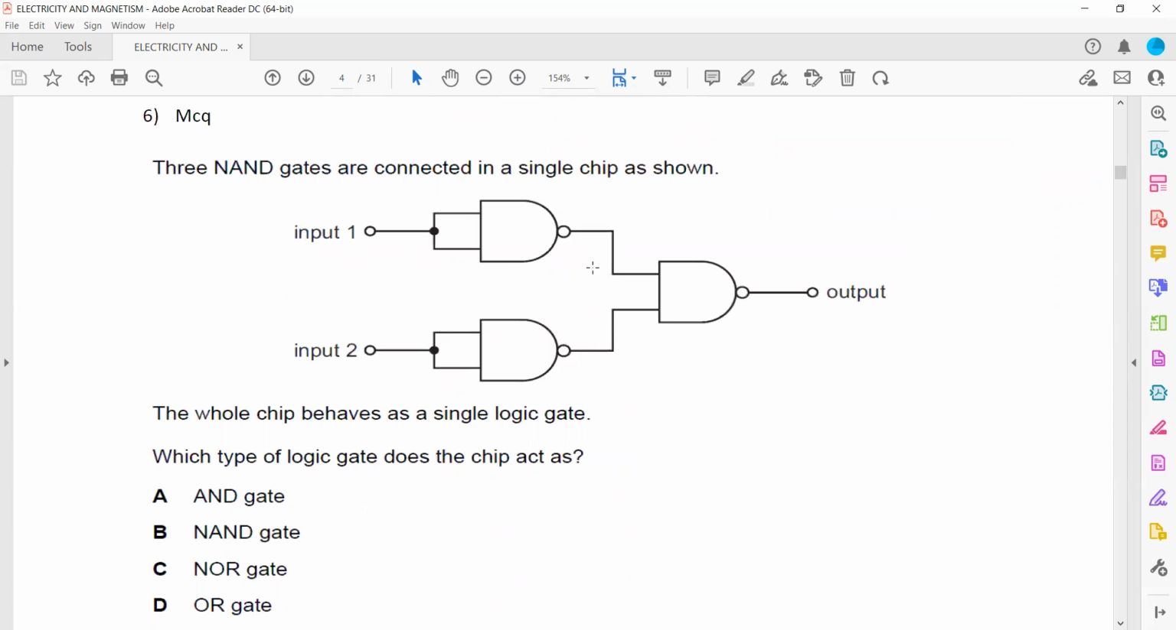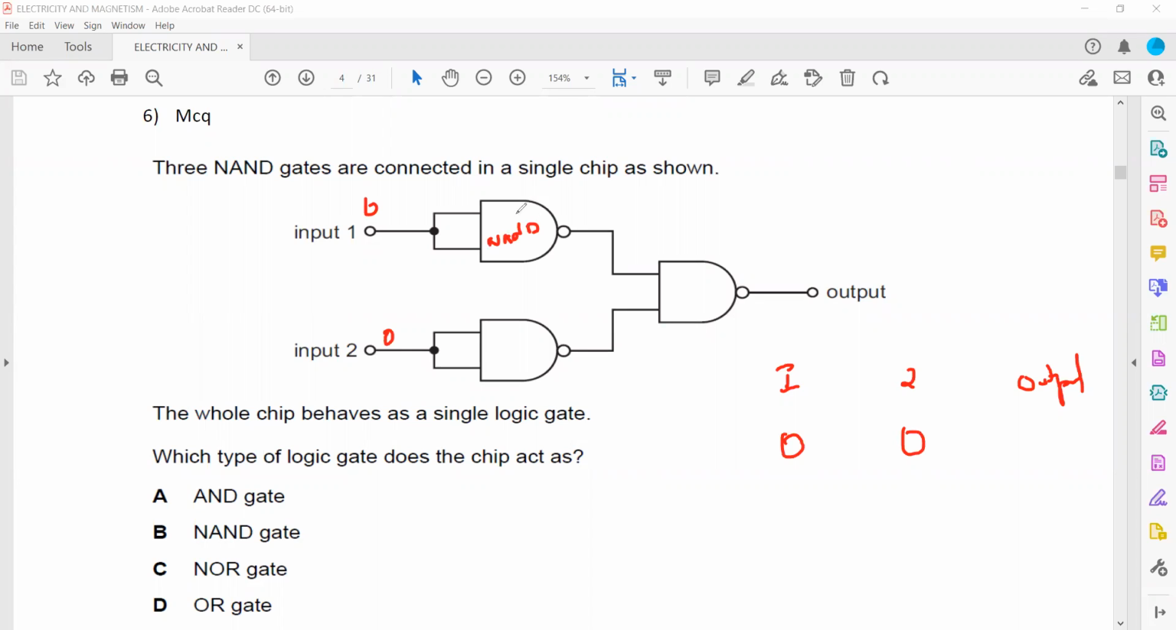Three NAND gates are connected on a single chip as shown. The whole chip behaves like a single logic gate. So what is that logic gate? You can make a truth table, for example, input 1, input 2, and then the final output. If input 1 is 0, input 2 is also 0.